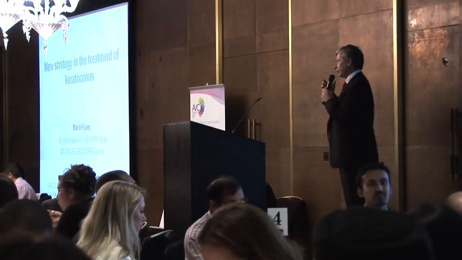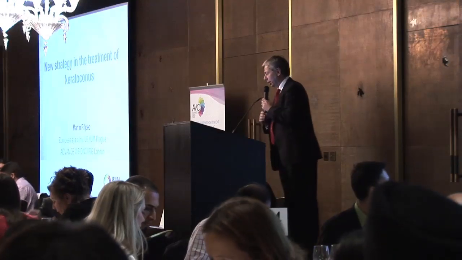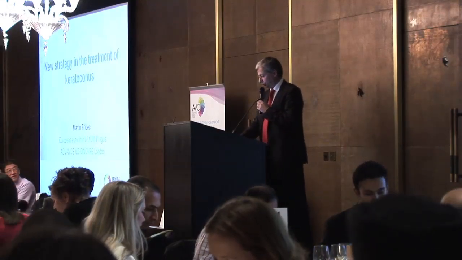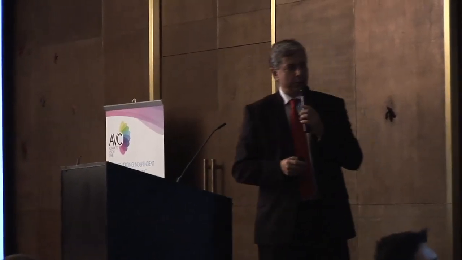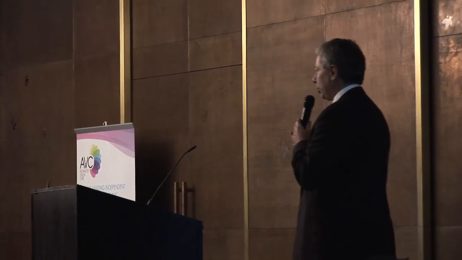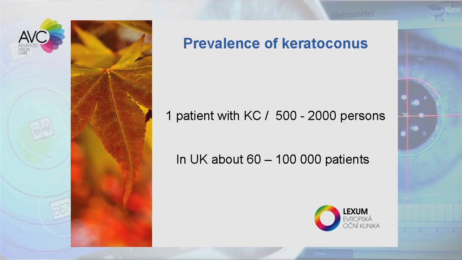I'm going to present our philosophy of treating Keratoconus now. So, just what is the prevalence of Keratoconus? There are different studies showing that there is probably one patient in the population per 500 to 2,000. We don't know exactly, but for the UK, I counted, I don't know if you have better numbers, it can be 60,000 to 100,000 patients, which is quite a lot of patients.